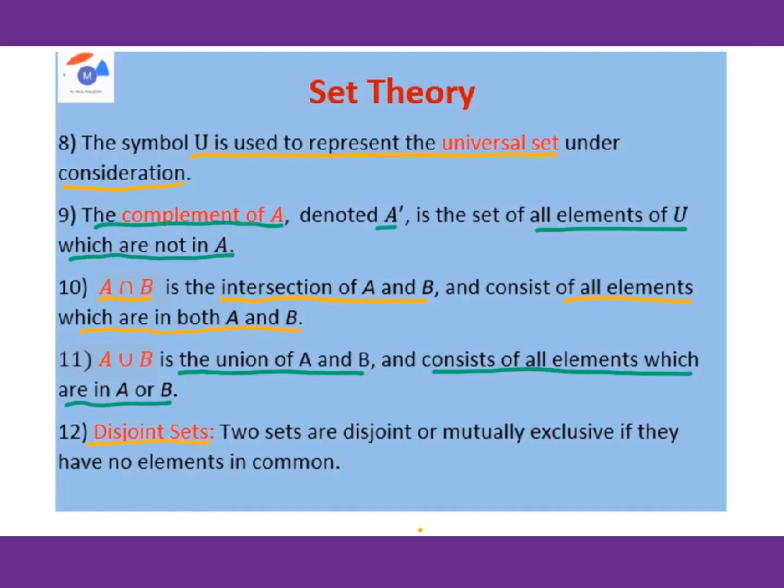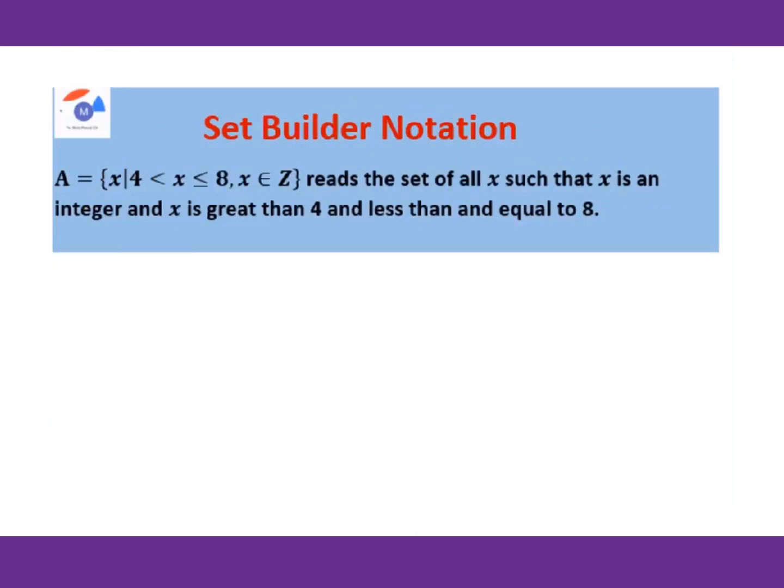Disjoint sets. Two sets are disjoint or mutually exclusive if they have no elements in common. Set builder notation. Set A equals the set of all x such that x is an integer and x is greater than 4 and less than or equal to 8.